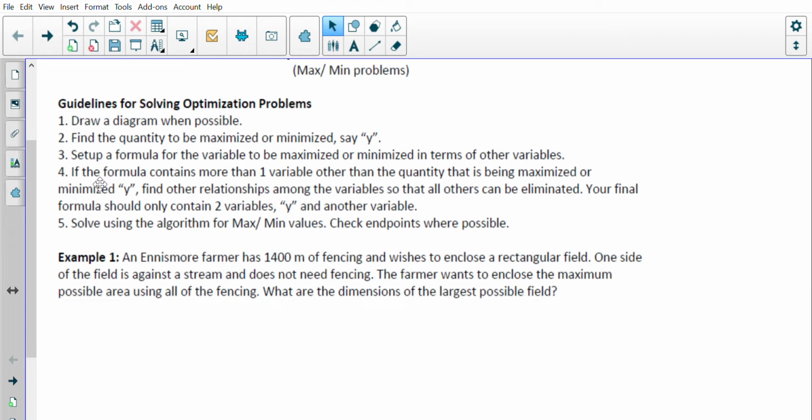So again, that's where we're going to take the derivative, set it equal to 0, and find out where potential max or min values are. And check endpoints if there happens to be some. All right, so on that note, here we go.